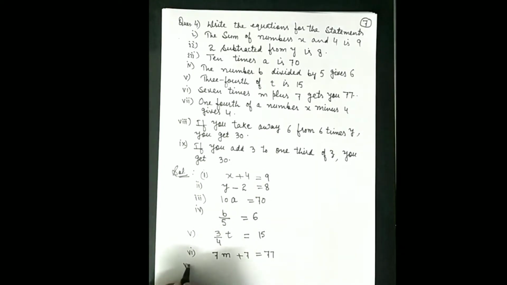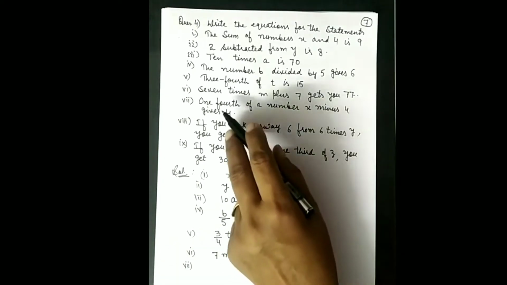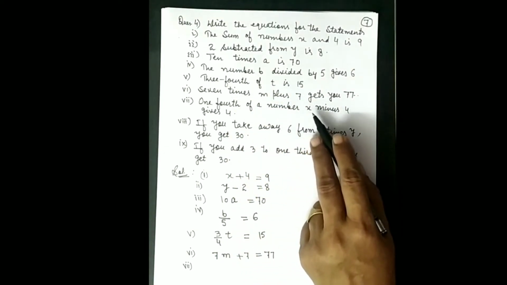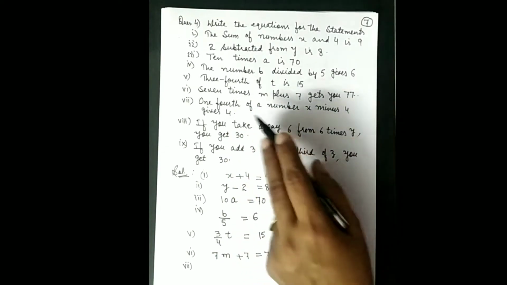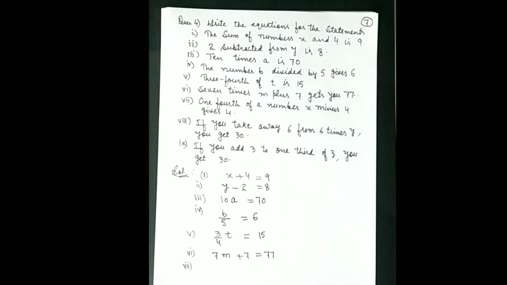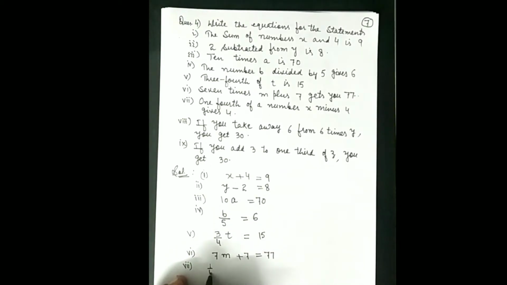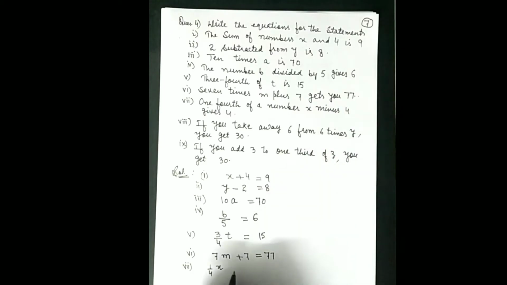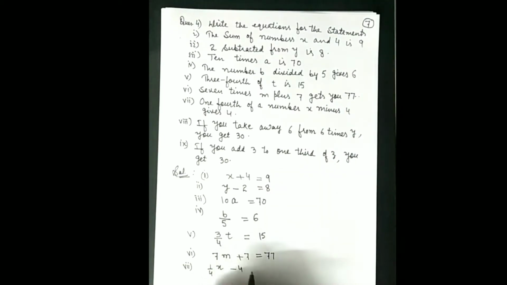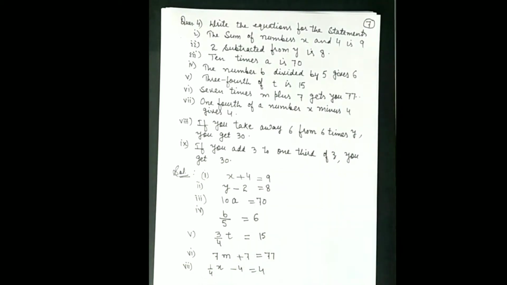Now seventh part: 1/4 of a number x minus 4 gives 4. So 1/4 of a number, think over it. 1/4 of a number, of means multiply. 1/4 of a number x minus 4, it gives 4.